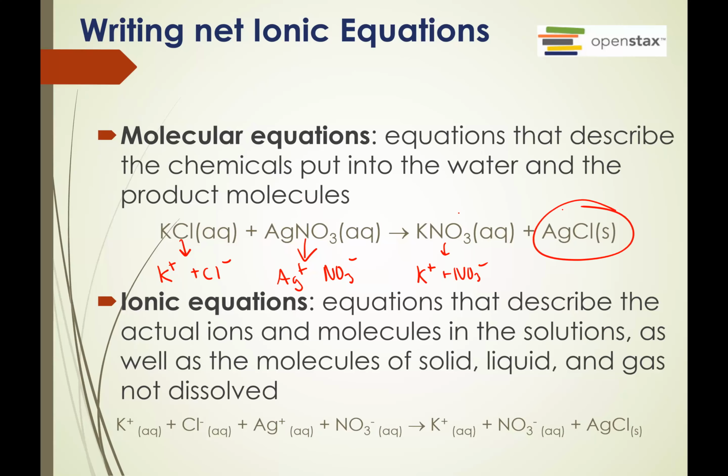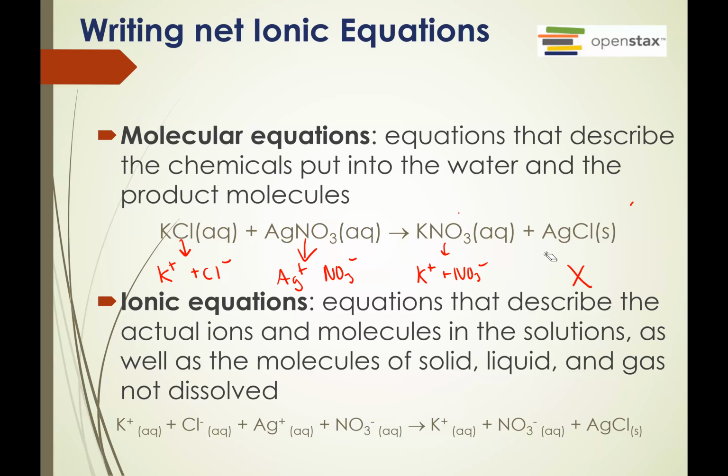If we were going to write the dissociation for KNO3, it would come apart into K plus and NO3 minus. But what about the dissociation for AgCl? AgCl is a solid. Do solids come apart? No, solids do not come apart. So the dissociation for AgCl, there is none. It does not dissociate. So when we're writing these net ionic equations, that's what you're looking for. The only things that come apart are aqueous solutions, the (aq)s. Solids, liquids, and gases do not come apart.